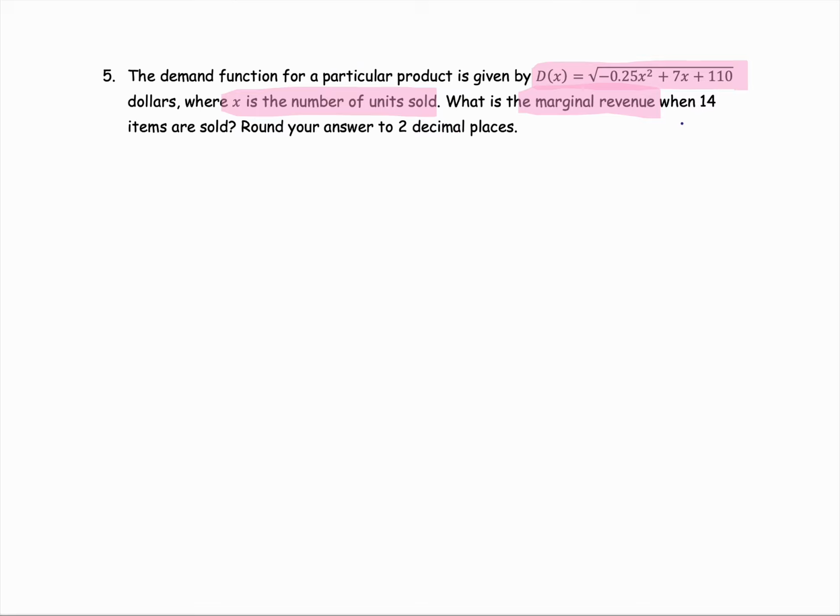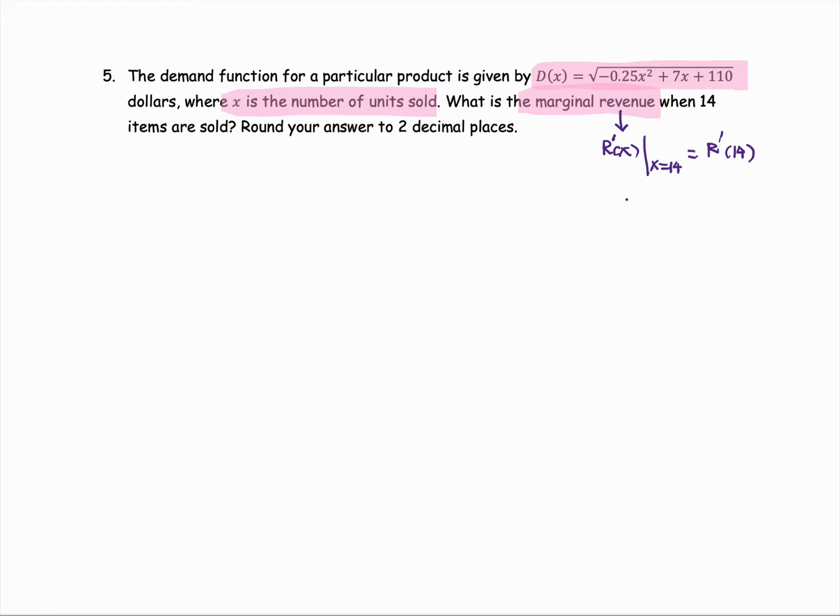The key part of the problem is you have to find the marginal revenue. The revenue, the notation is capital R(x) as a function of x, or function of items sold. And when you find the marginal of the quantity, that means you're going to find the derivative of that quantity. So we are looking for R prime when x is 14. Another way we say, we're going to find R prime at 14.